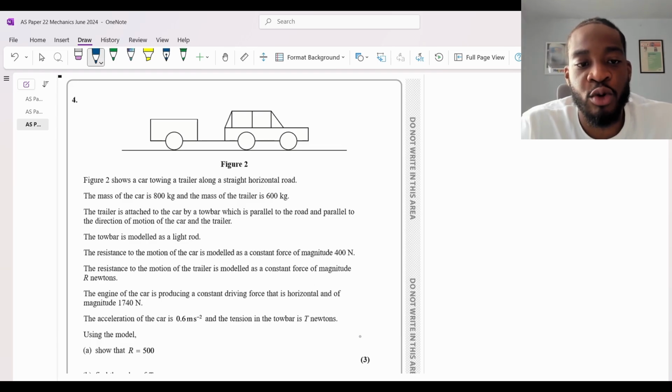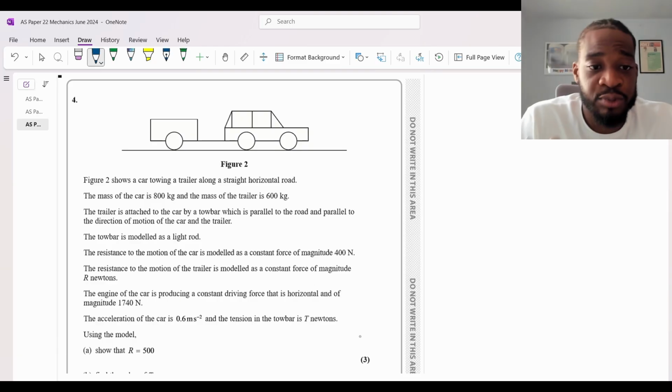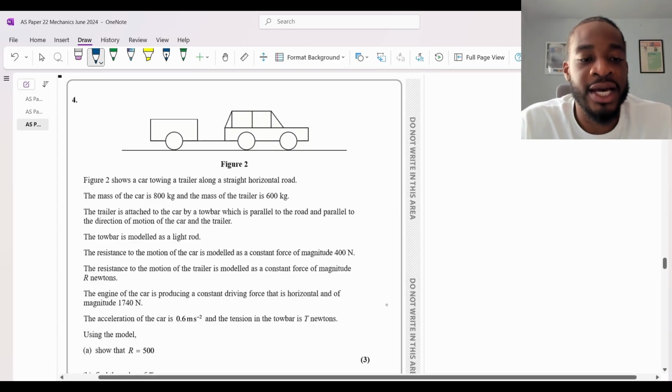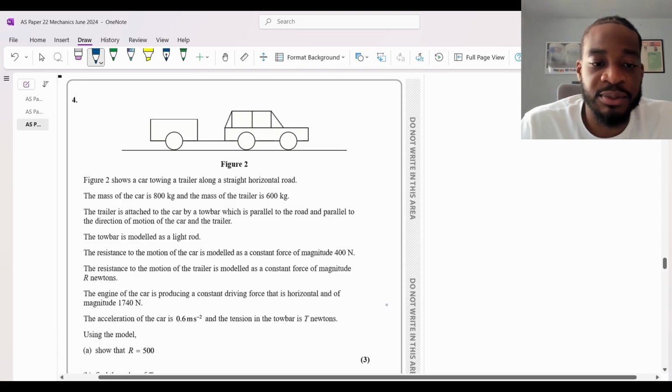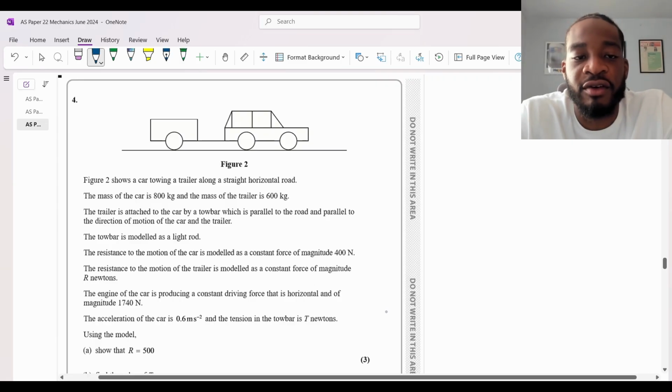The resistance to the motion of the car is modeled as a constant force of magnitude 400 newtons. The resistance to the motion of the trailer is modeled as a constant force of magnitude R newtons. The engine of the car is producing a constant driving force that is horizontal and of magnitude 1740 newtons. The acceleration of the car is 0.6 meters per second squared, and the tension in the tow bar is T newtons. Using the model, part A says show that R is equal to 500, for 3 marks.